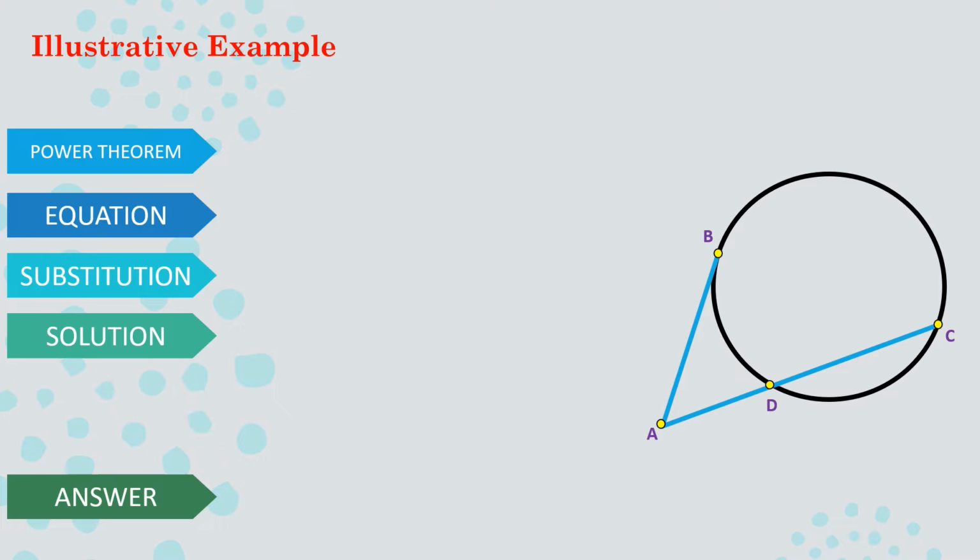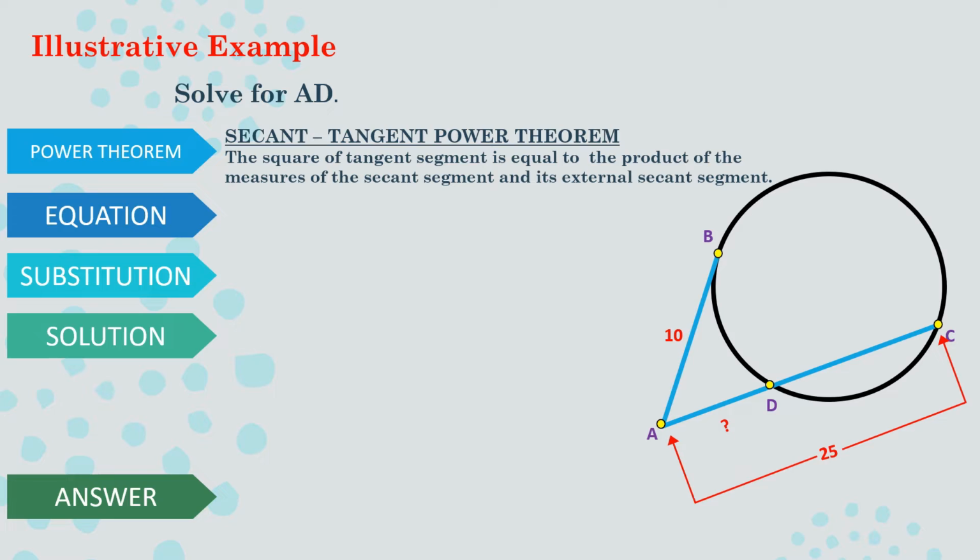Okay, so let's have another example. So let's say AC is equal to 25 and AB is equal to 10. So solve for AD. So again, the first thing we're going to do is identify the power theorem which is applicable to our given. And for this one, it is composed of a tangent and a secant, so therefore, secant-tangent power theorem. And according to the secant-tangent power theorem, the square of tangent segment is equal to the product of the measure of the secant segment and its external secant segment.